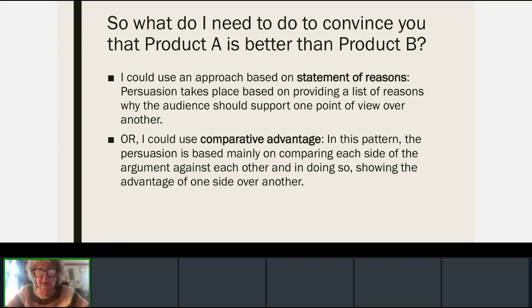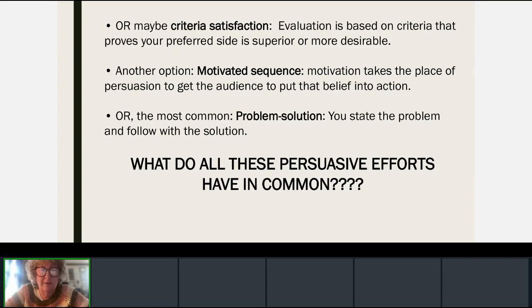These are similar to regular red apples like you're used to seeing, but they're much, much better for you because they have more nutritional value. They have a better taste, those kinds of things. So you're using comparative advantage, moving from one thing to another by showing how those things compare to each other. Okay. Maybe criteria satisfaction might be a good way for you to do your persuasive speech.